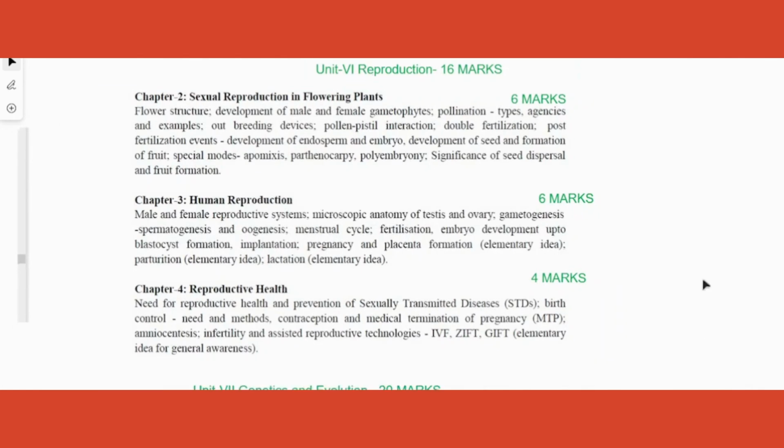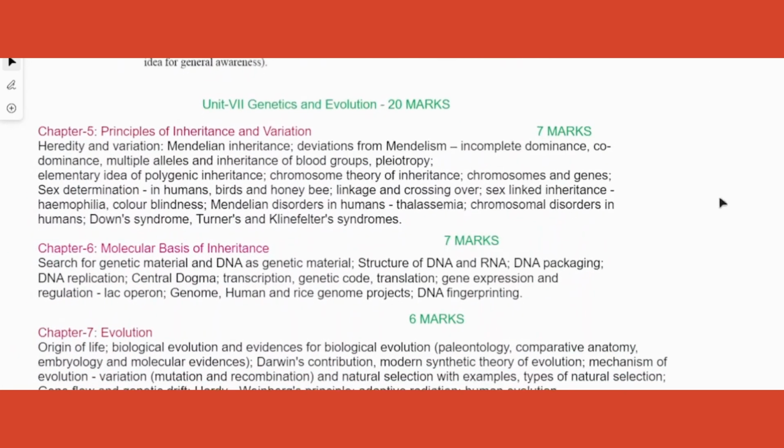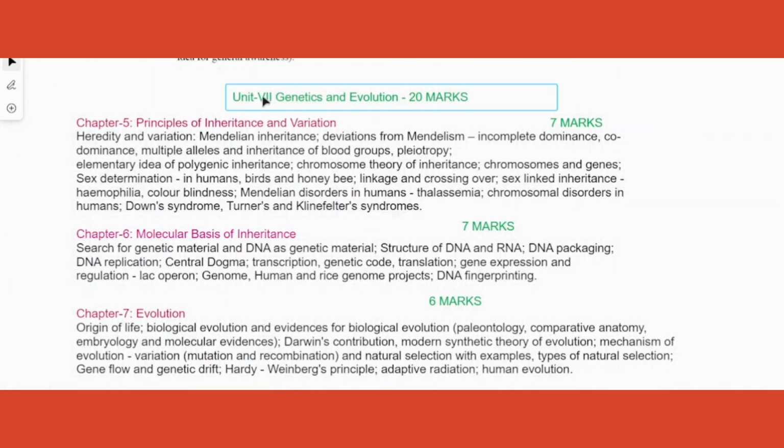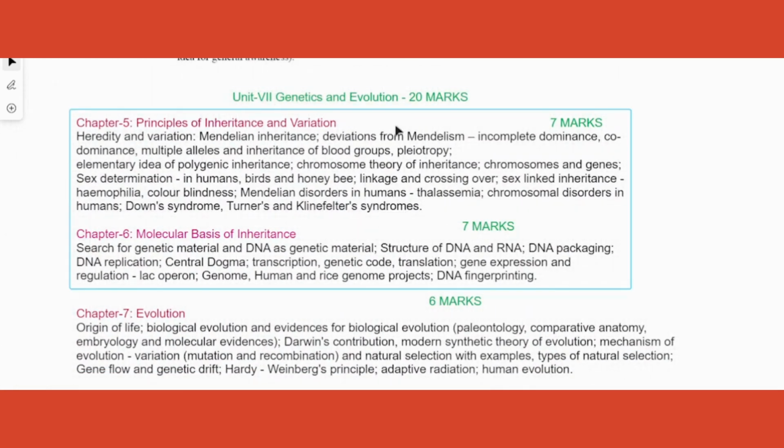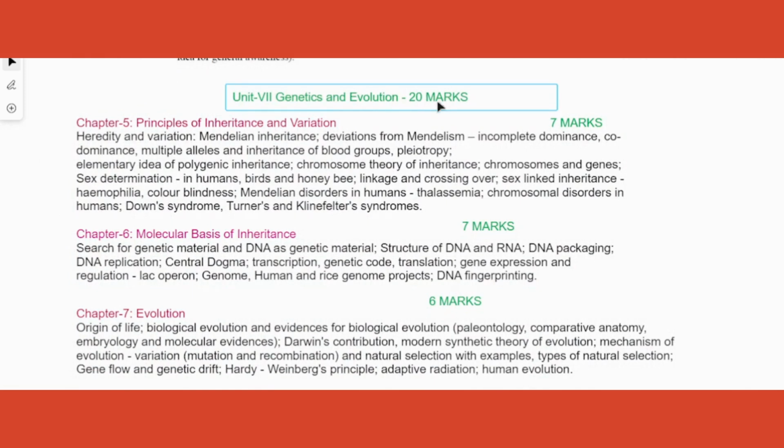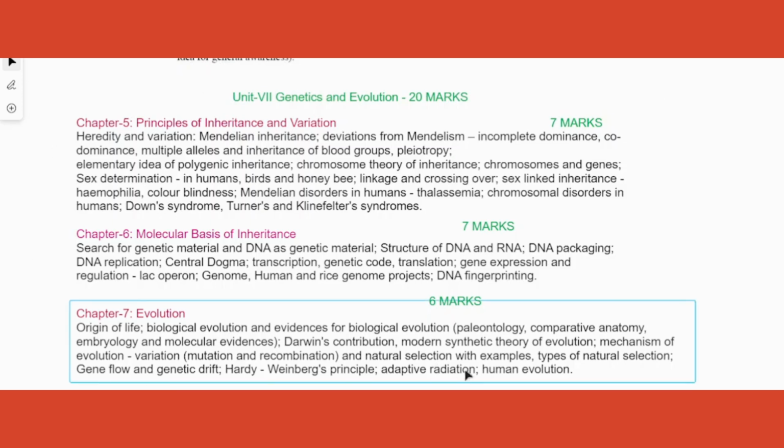The same way we're going to move ahead and understand this unit, that is unit 7, genetics and evolution. You will see that it has around 20 marks. 20 marks is huge, because if you get 23 out of 70, you have passed the exam. So this is of high significance to you, and therefore I think this could be the mark allocation.